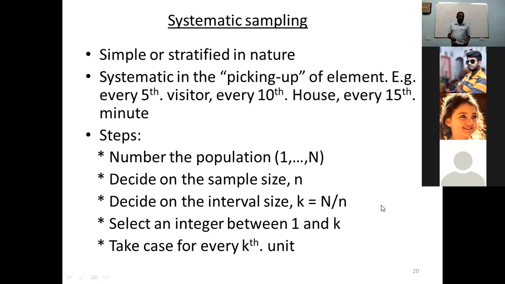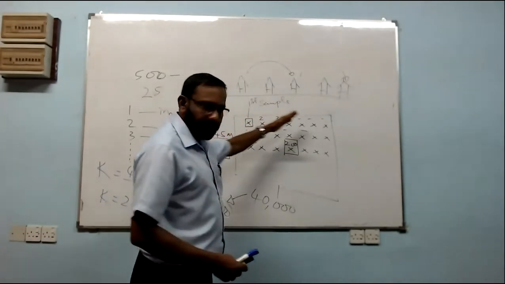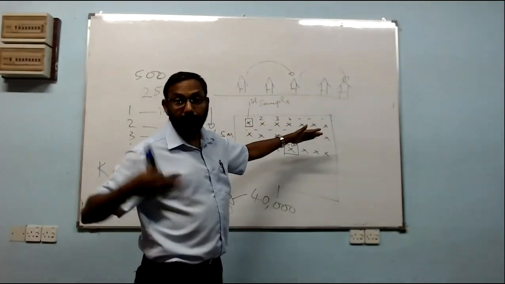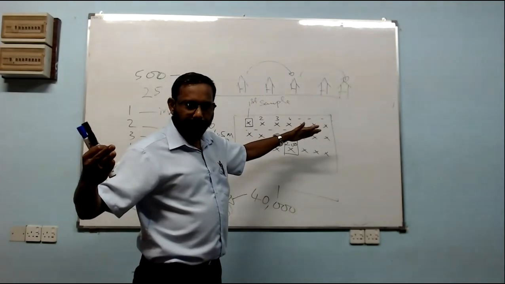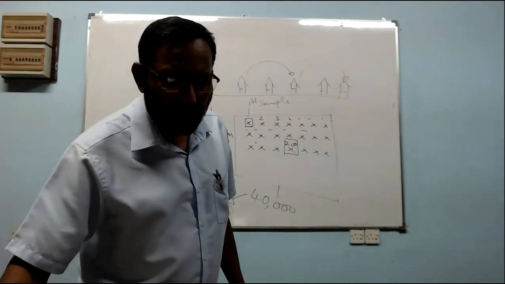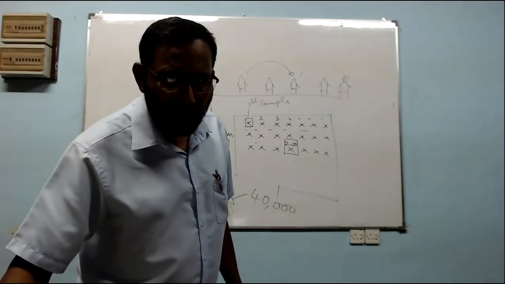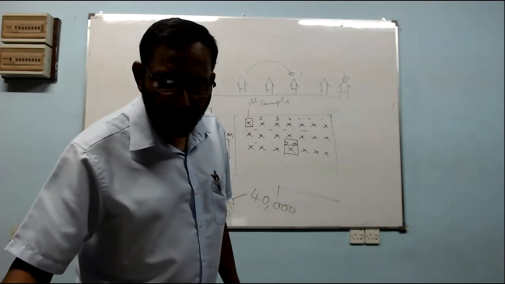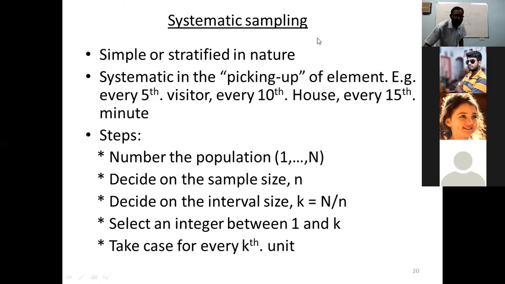So choosing the first sample is always random. I can start from anywhere as I want. Maybe from the first sample or second sample, third sample, fourth sample. I can start from anywhere I want. That is called stratified random sampling again. Sorry, systematic. The name itself, you could see systematic. It is also called systematic random sampling.